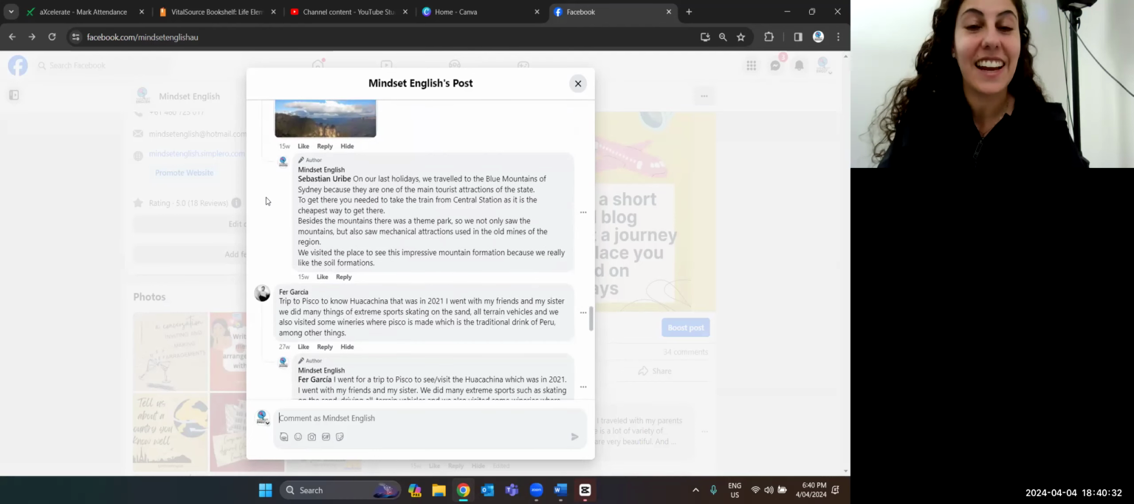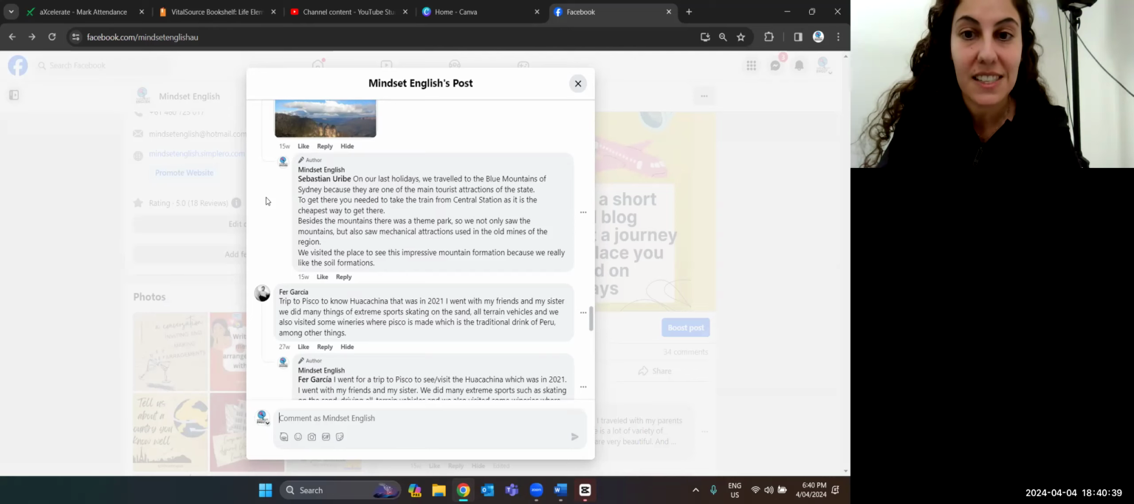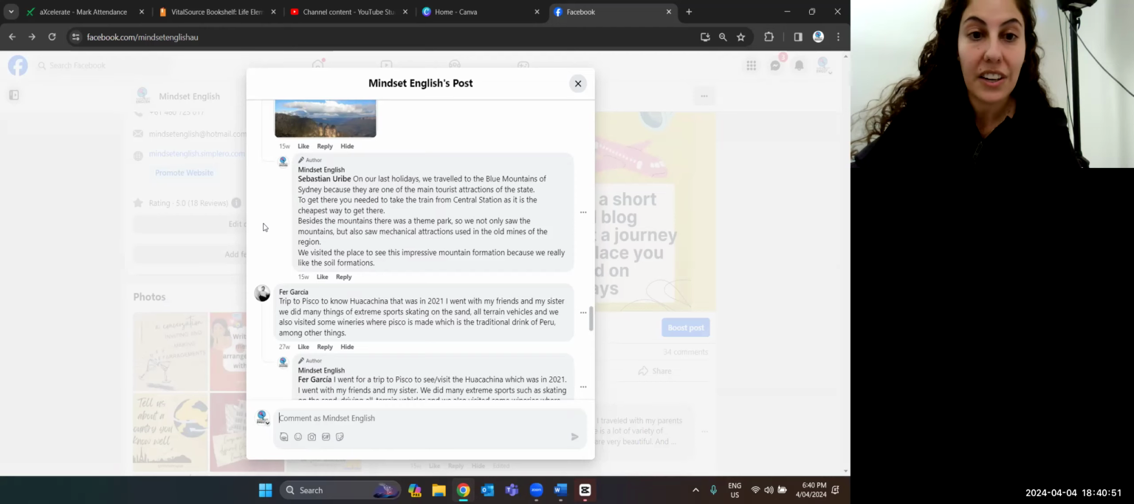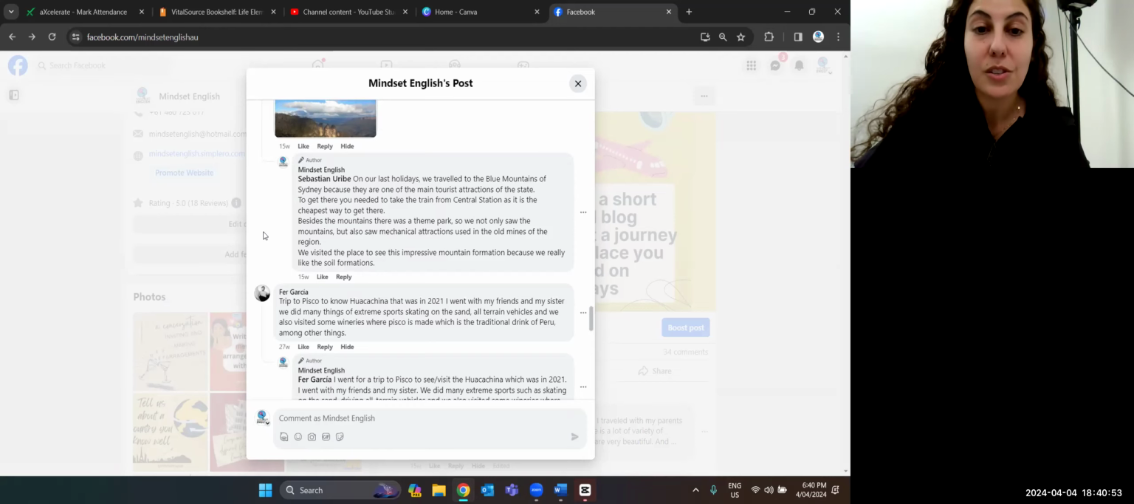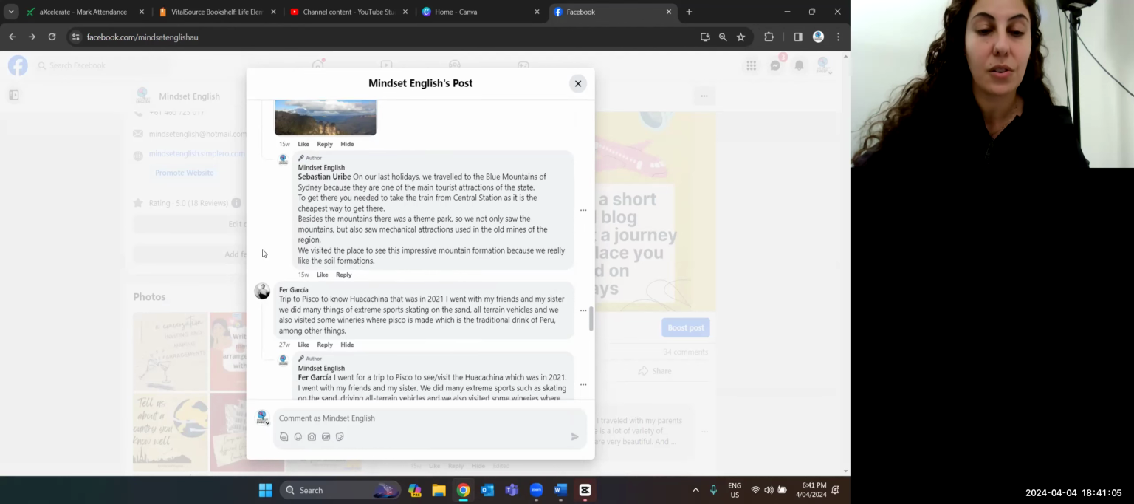Sebastian, on our last holidays, we traveled to the Blue Mountains of Sydney because they are one of the main tourist attractions of the state. To get there, you needed to take the train from Central Station as it is the cheapest way to get there. Besides the mountains, there was a theme park. So we not only saw the mountains, but also saw mechanical attractions used in the old mines of the region. We visited the place to see this impressive mountain formation because we really like the soil formation.